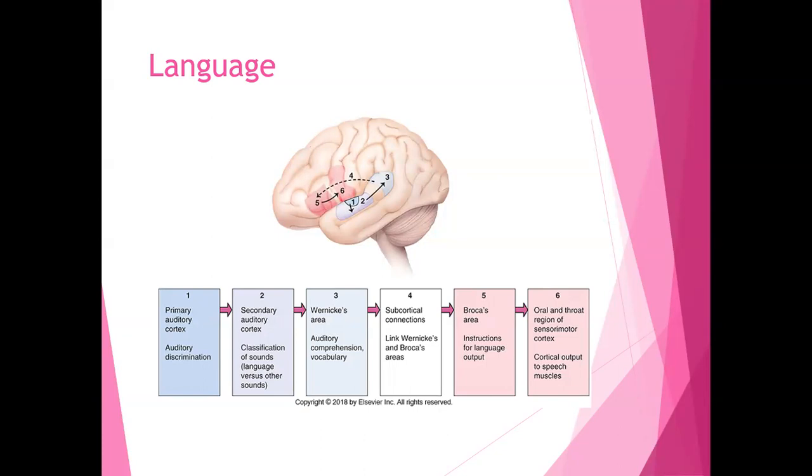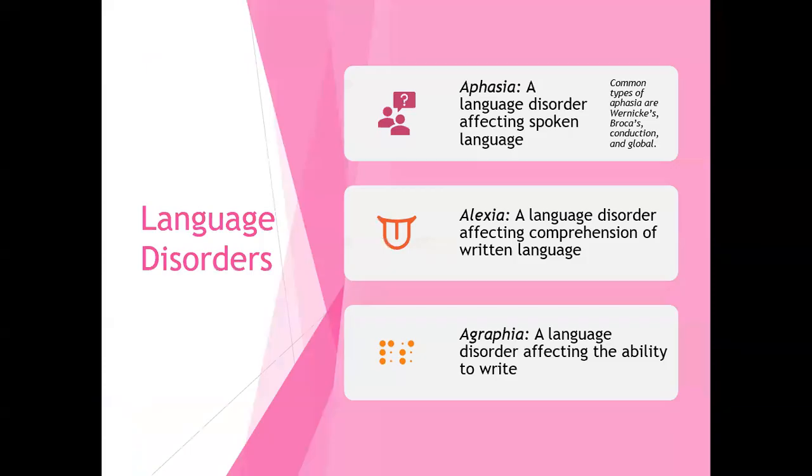The understanding, the comprehension, the sensory part of it, the motor instructions for language output, and the actual cortical output for the speech muscles. So you could have a disorder in any one of those areas and it could affect speech. Interesting, right? So let's talk about language disorders.